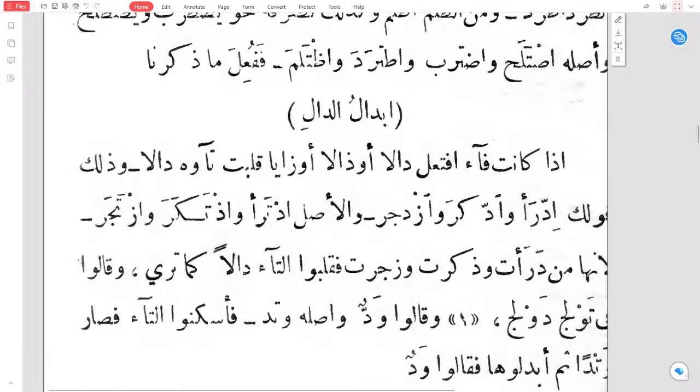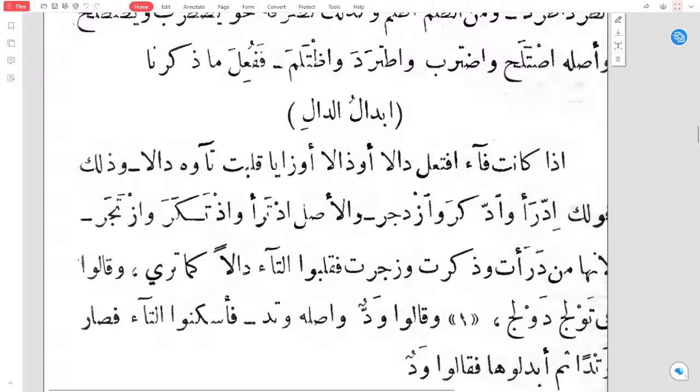إبدال الدال. Which letters are changed into a dal? إذا كانت فاء افتعل دالا أو ذالا أو زايا قلبت تاؤه دالا. When the fa of افتعل is a dal or a dhal or a zai, then the ta of افتعال will be changed into a dal. وذلك قولك, and that is like you saying ادرأ وادكر وازدجر.